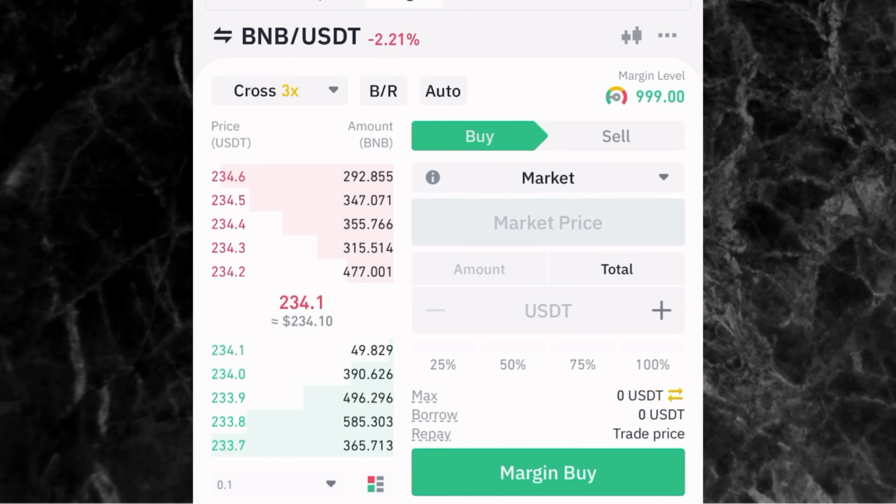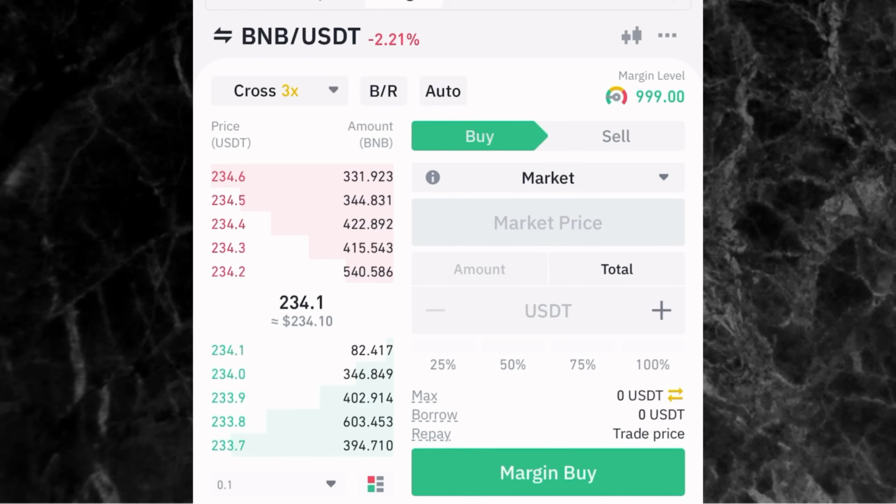So in summary, the first two things I've talked about are cross and isolated margin trading, where I said for cross margin you have only 3x, while for isolated margin trading, you can pick from 3x to 10x leverage. And then the second thing I talked about is the amount you are borrowing and the leverage. So you need to take note of that.